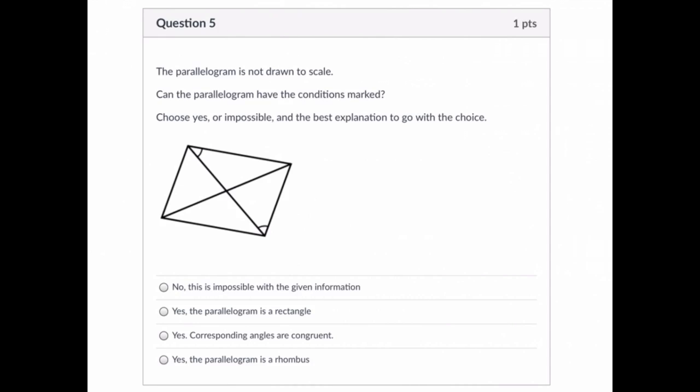Our next question says that the parallelogram is not drawn to scale. Can the parallelogram have the conditions marked? Answer yes or impossible, and choose the best explanation. What we see marked is that this angle is congruent to this angle, which in turn would be congruent here and here, showing that this diagonal has bisected that opposite angle. So the answer is yes, this parallelogram is a rhombus.